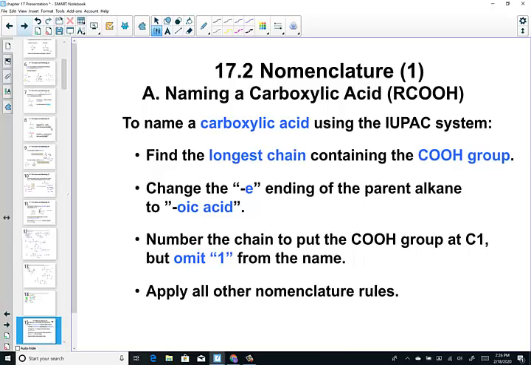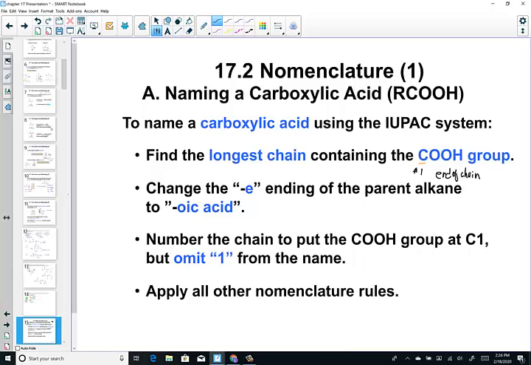Let's go to work with our nomenclature skills, taking each one of the functional groups and practice naming it. Let's start with the first of the 3, carboxylic acids. To name a carboxylic acid using the IUPAC system, we have to find the longest carbon chain that contains the COOH. And this right here will always be carbon number 1 because it's at the terminal end. Remember that COOH is at the end of the chain, and therefore it will determine carbon 1. From the parent chain, we change the E from the parent to an oic acid.